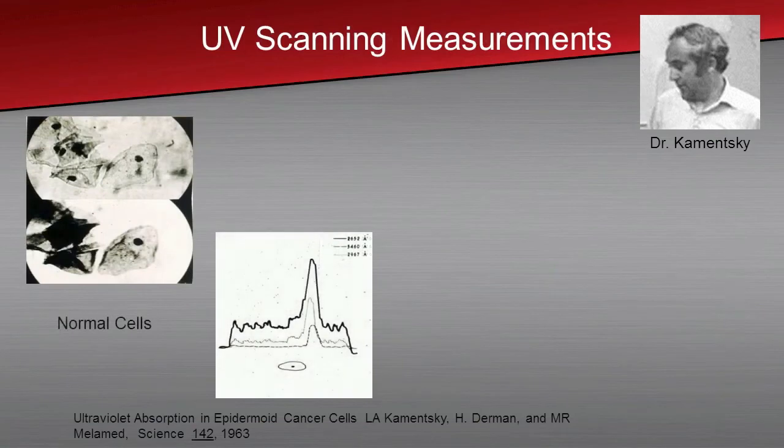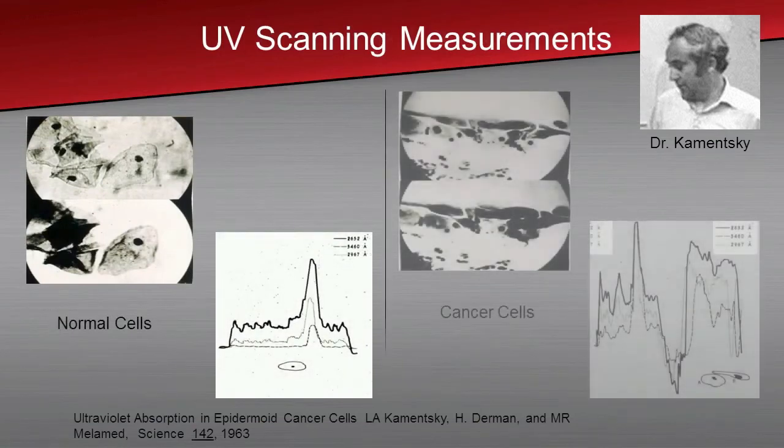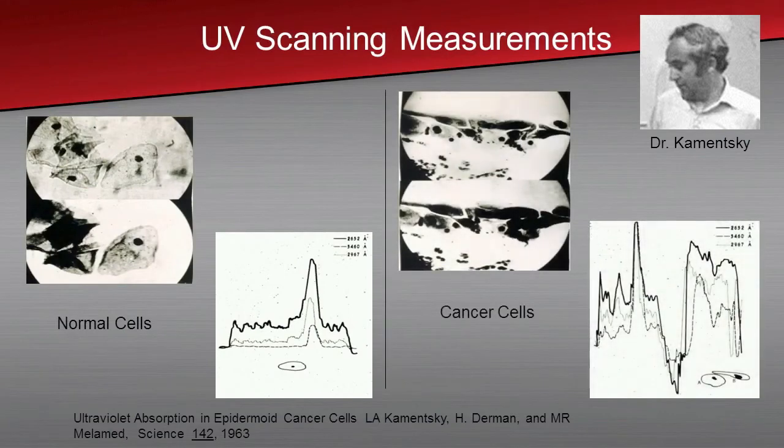I think the left set of photographs are normal and cancer cells taken at 2 different wavelengths, and these are actually scans through the cells at these different wavelengths, and I show that the cancer cells look very different than the normal cells. Their scanning profiles are very different, and the amount of absorption was very different.